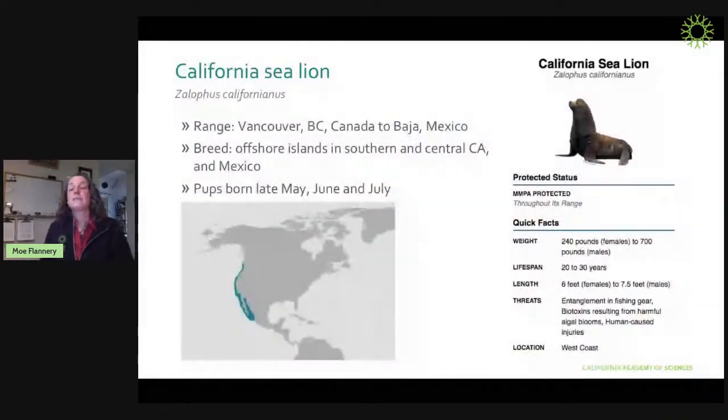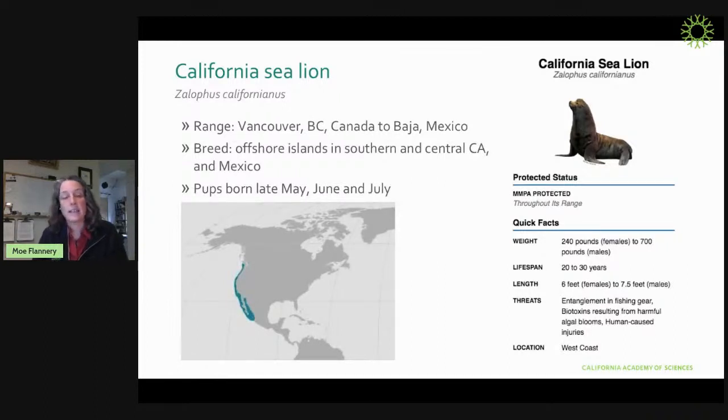We're going to start with California sea lion because they are the most common pinniped species that we see along our coast. They're the most prevalent. They range from Vancouver, British Columbia, down to Baja California, Mexico. They breed in offshore islands. Their pups are born May, June, and July. Adult females can typically be about 6 feet long, and adult males are about 7.5 feet long. Females can weigh 240 pounds, and males can be up to 700 pounds. And they can be found here in the Bay Area all year long.